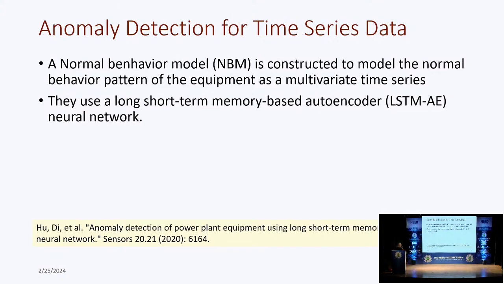So I found this paper, which talks about anomaly detection of power plant equipment using LSTM-based autoencoder neural networks. And what they have done is that they look at the time series data of the power plant operation, and based on this, they construct a normal model. And they use an LSTM autoencoder to try to find out whether the current data deviates from this normal model to find the anomaly. So this is a very important use case.